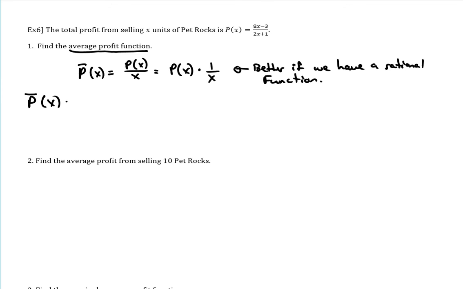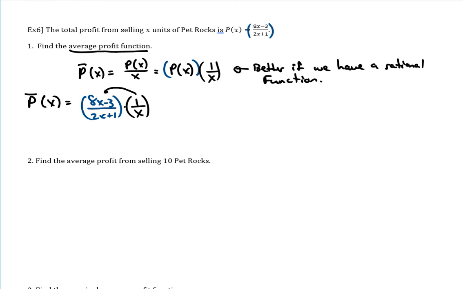So I'm just saving a little space. Let's actually plug this in. That's given right there, so it's 8x minus 3 over 2x plus 1. Since it's written with times 1 over x, it's a little easier now to simplify. The first one would work, but you would have a complex fraction, and we don't usually like complex fractions.